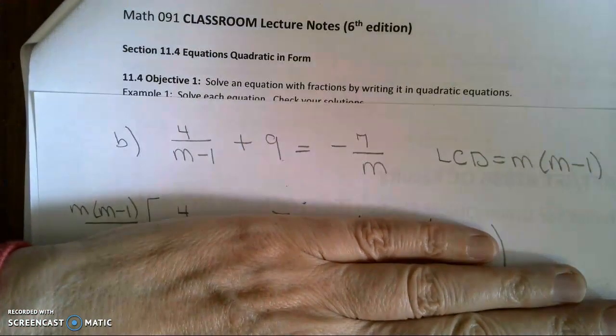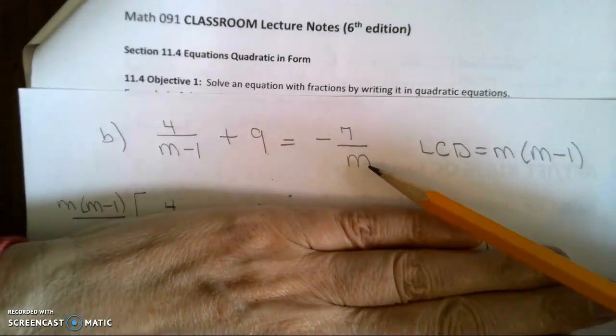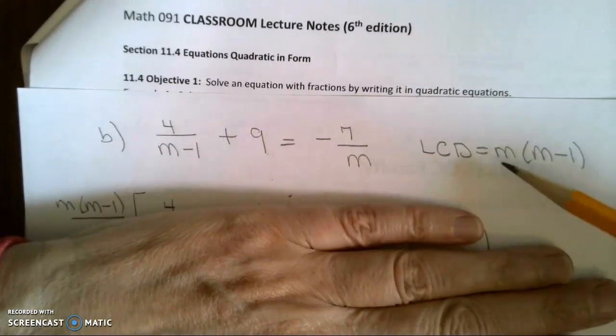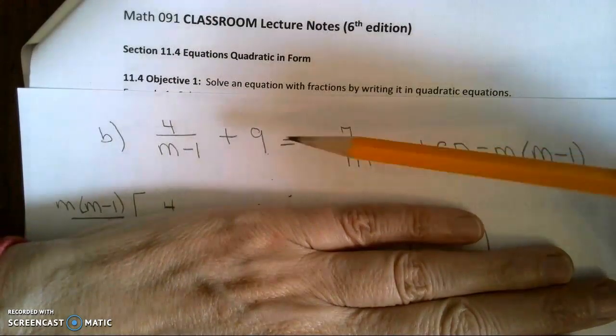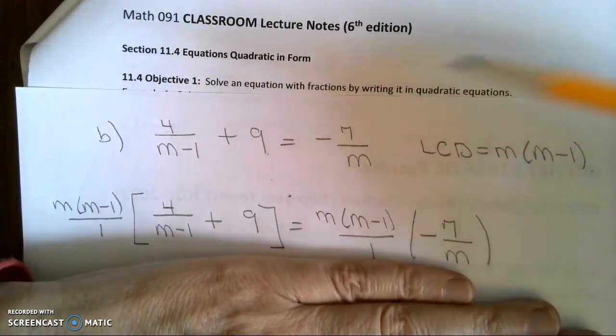So the first thing I would do is find the LCD. The LCD is the least common denominator, the least common multiple of my denominators, which is m times n minus 1. And now I want to multiply the left-hand side by it and the right-hand side by it. So I did that right here.